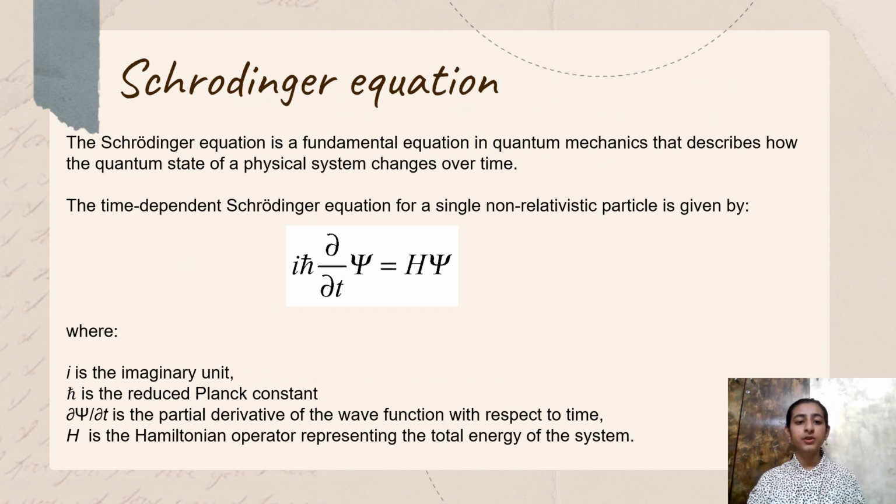Now, let us understand the topic Schrödinger equation. The Schrödinger equation is a fundamental equation in quantum mechanics that describes how the quantum state of a physical system changes over time. The time-independent Schrödinger equation for a single non-relativistic particle is given below. Here, in this formula, i is the imaginary unit, ħ is the reduced Planck's constant, ∂φ/∂t is the partial derivative of the wave function with respect to time, and capital H is the Hamiltonian operator representing the total energy of the system.